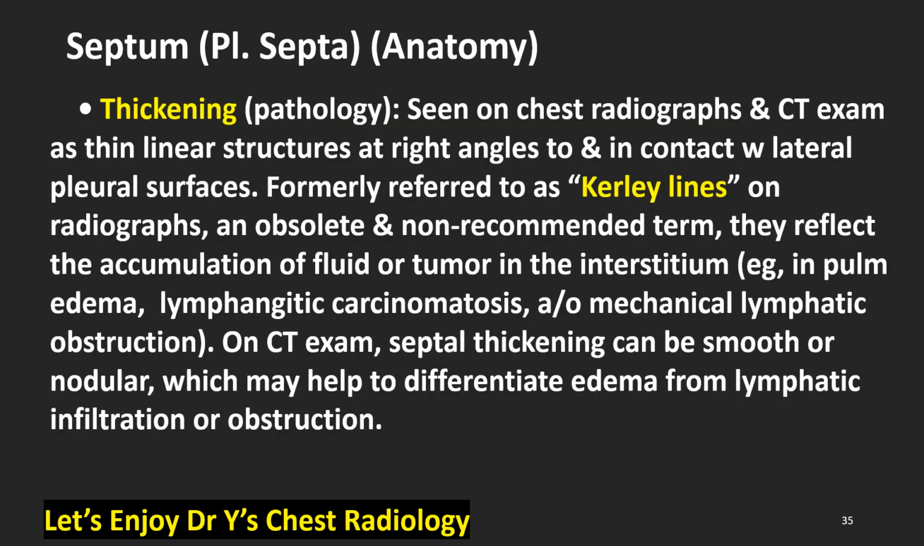Septum, pleura, septa anatomy, thickening, pathology. Seen on chest radiographs and CT exam as thin linear structures at right angles to and in contact with lateral pleural surfaces, formerly referred to as curly lines on radiographs, an obsolete and non-recommended term. They reflect the accumulation of fluid or tumor in the interstitium. For example, in pulmonary edema, lymphangitic carcinomatosis, and/or mechanical lymphatic obstruction.